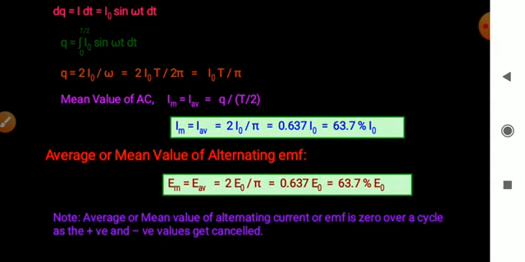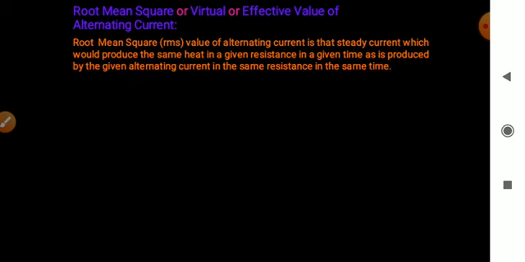The average or mean value of alternating current or EMF is 0 over a cycle, as the positive and negative values get cancelled. Now, root mean square or virtual or effective value of alternating current. So the root mean square value of alternating current is that steady current which would produce the same heat in a given resistance in a given time as is produced by the given alternating current in the same resistance in the same time.